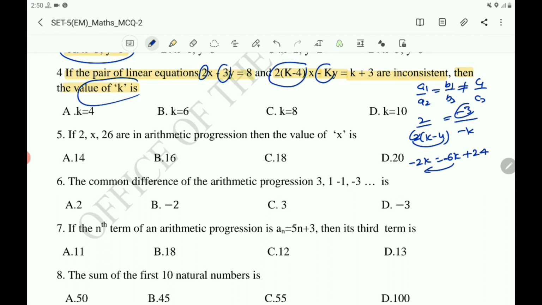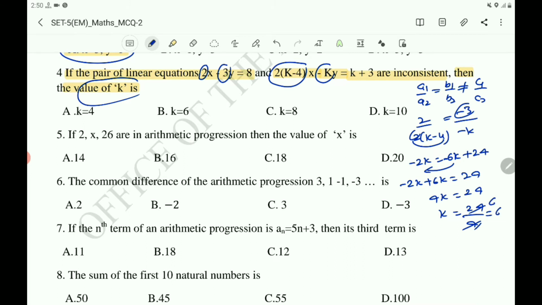You bring this 6k to the LHS, it becomes minus 2k plus 6k, which is equal to 24. Then 6 minus 2 is 4, so 4k equals 24. Then you got k equals 24 by 4. So 4 6s are 24. So you got k equals 6.